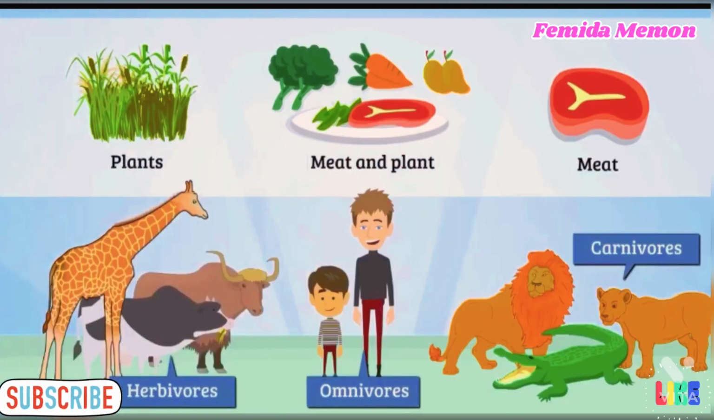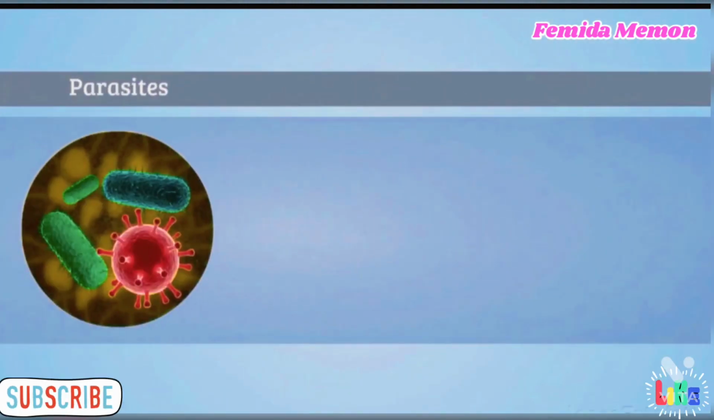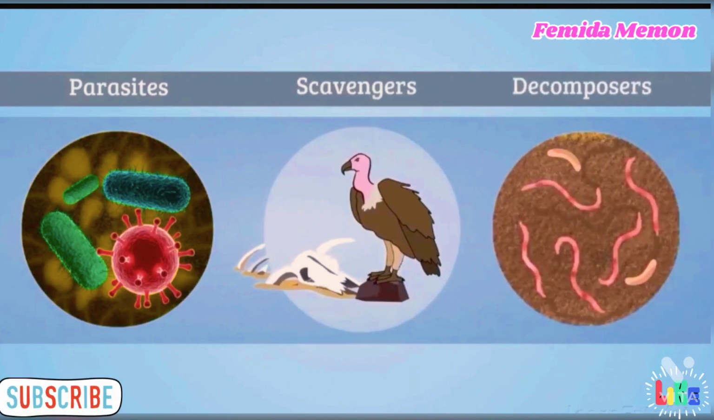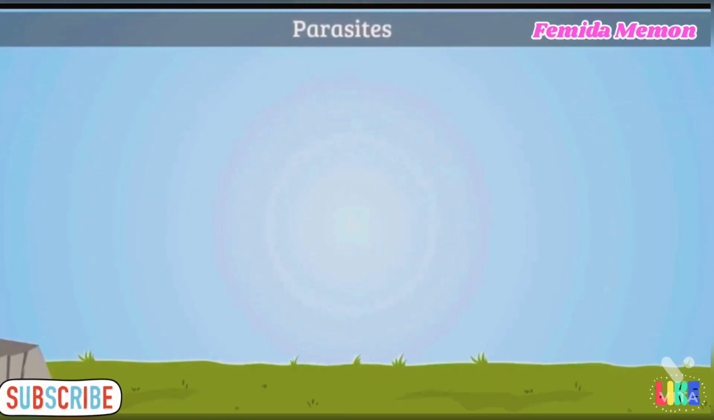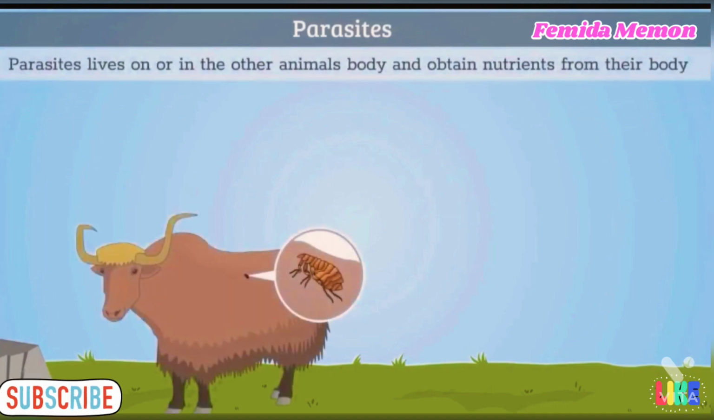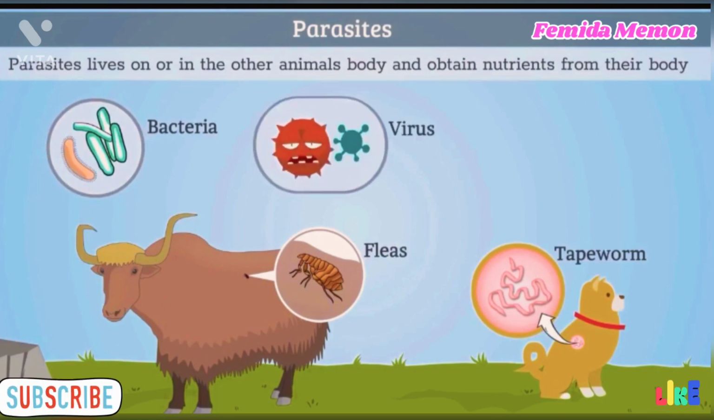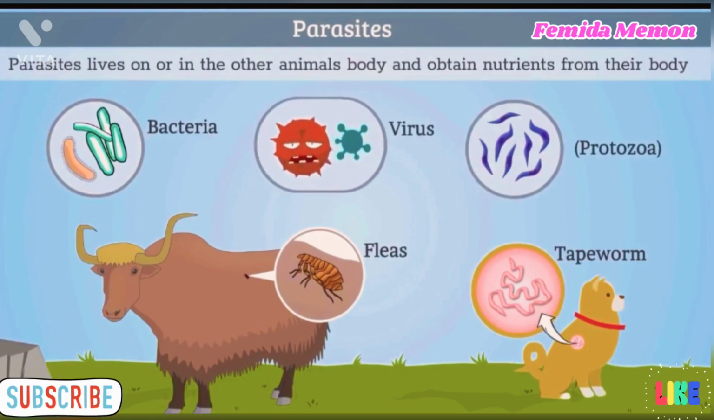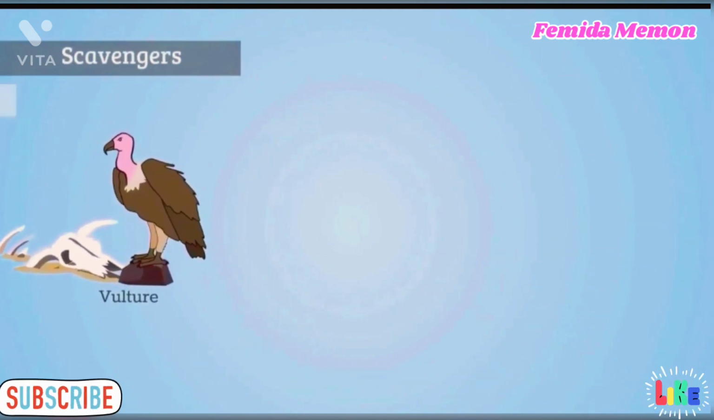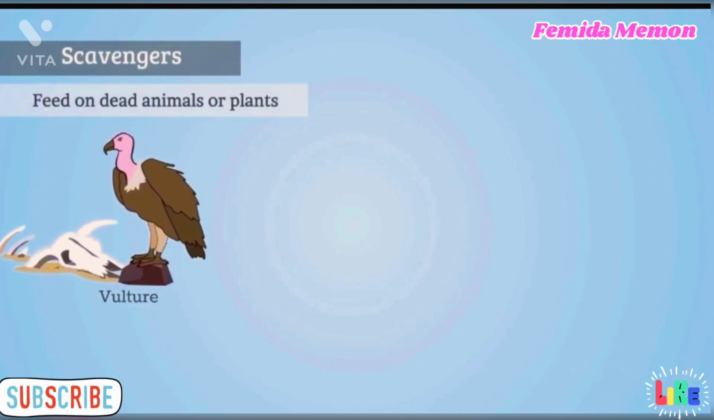Besides these main categories, there are other organisms such as parasites, scavengers, and decomposers. Parasites are organisms which live on or in other animals' bodies and obtain nutrients from their body. For example, tapeworms, fleas, bacteria, virus, protozoa such as Plasmodium, etc. Scavengers are animals such as vulture which feed on dead animals or plants.